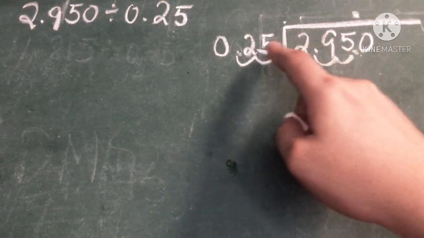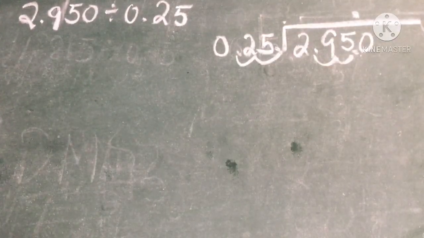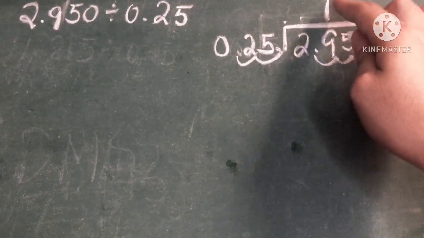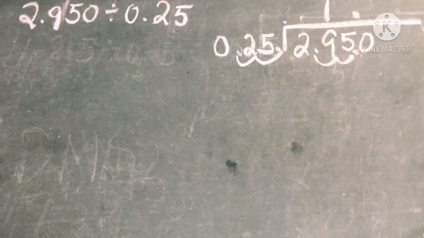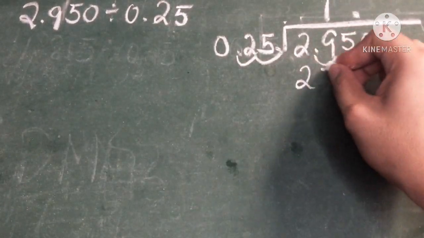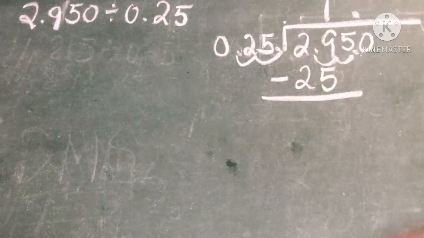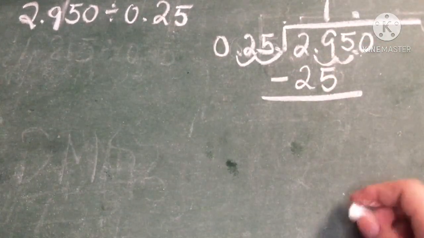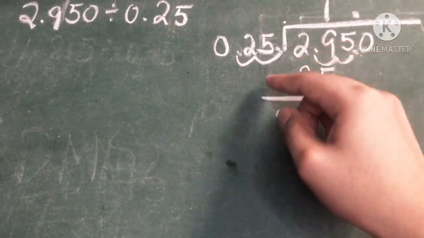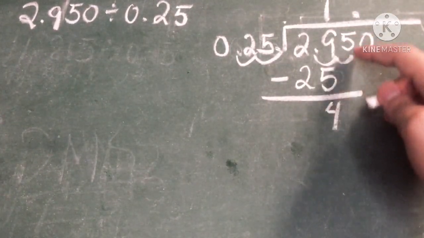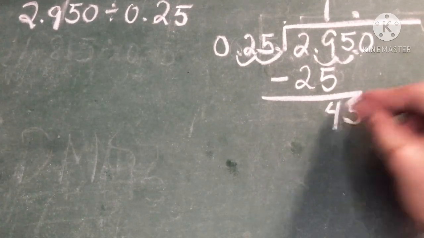So, 29 divided by 25 is equal to 1. So, 1, susunod, multiply. 1 times 25 is equal to 25. Then, subtract. Susunod na step. 9 minus 5 is equal to 4. 2 minus 2 is equal to 0. Pwedeng di na isulat. Then, bring down yung susunod na number, 5.